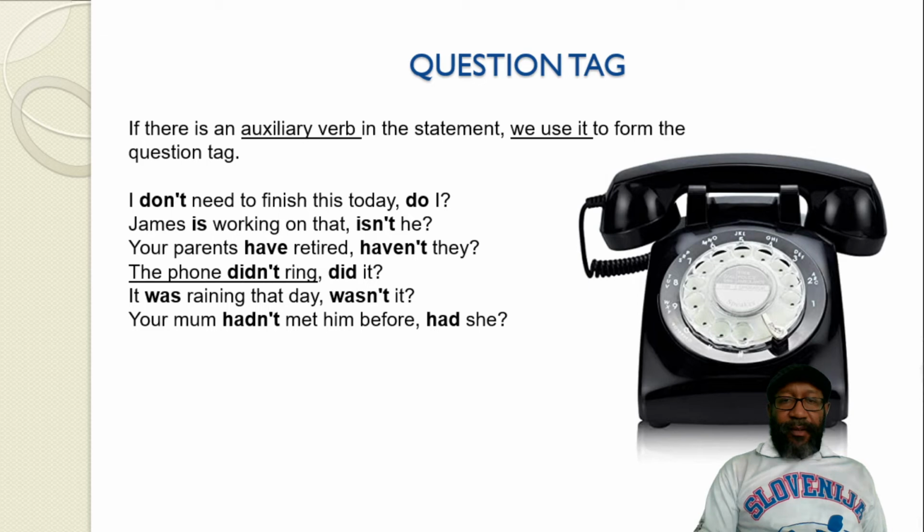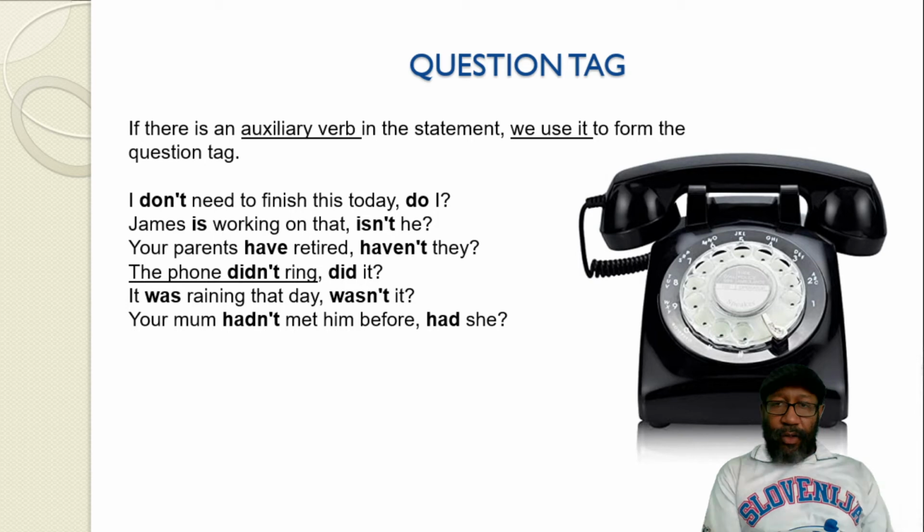The phone didn't ring, did it? So here we have a picture of this beautiful phone. So it is a negative sentence, so the question tag is an affirmative question tag. And phone is a thing, so the pronoun related to it is it. It was raining that day, wasn't it? So the same, you have it, and it was becomes wasn't.